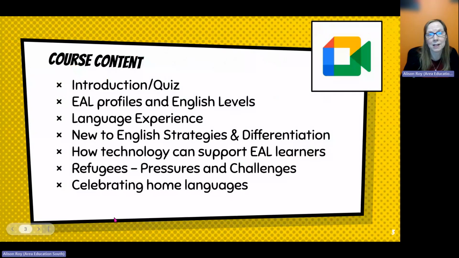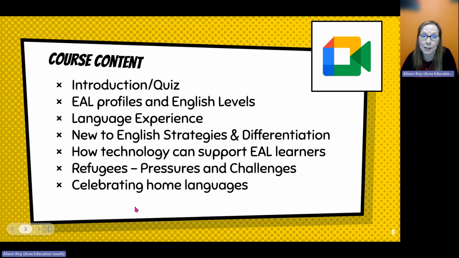For the training today, we're going to cover the following. First of all, looking at your own experience and knowledge of working with EAL learners, in the form of a quiz. We'll then look at the EAL profiles, which hopefully you've come across in your schools, and how we assess the English language levels of our EAL pupils. You'll then have a language experience, to get a sense of how our pupils may feel when they first start their new school and their English skills are still in the initial stages.